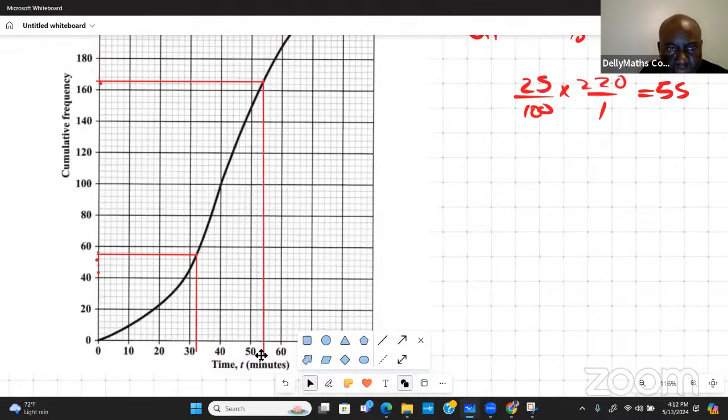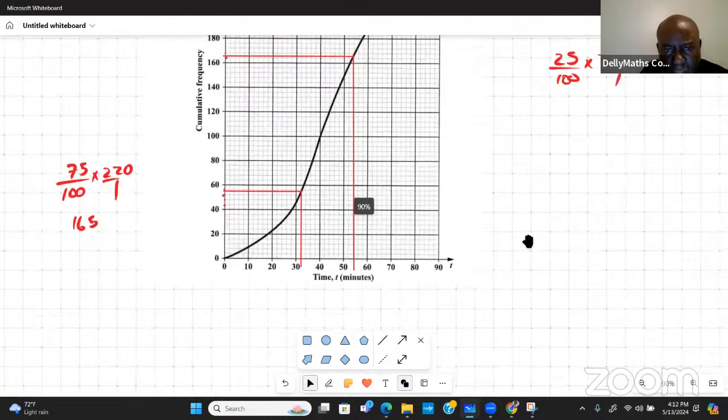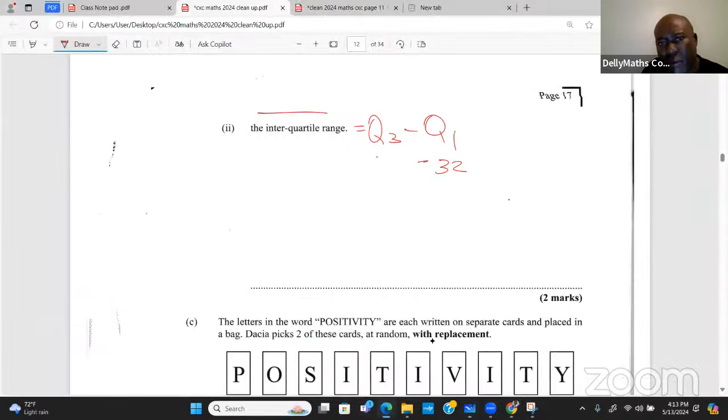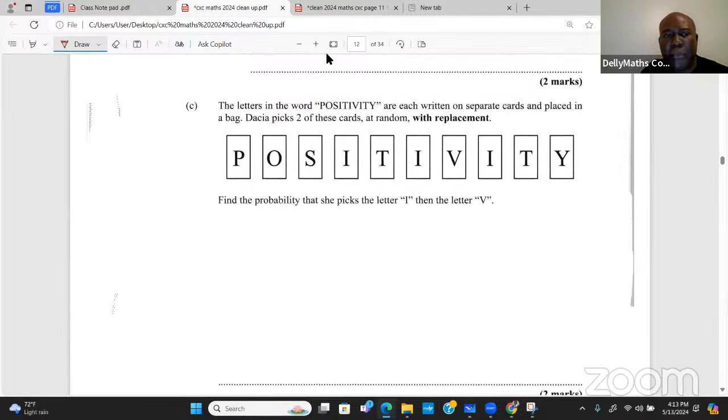All right, so that's Q3 right there. So this was 32 for Q1. Q3 is actually 52, 54. This is 54. I'm getting 54 there. So my Q3 is 54. So all we're going to do is subtract 54 minus 32, and we get 22. That is your interquartile range, 22. So the interquartile range is 22 right there. All right, let's keep going.